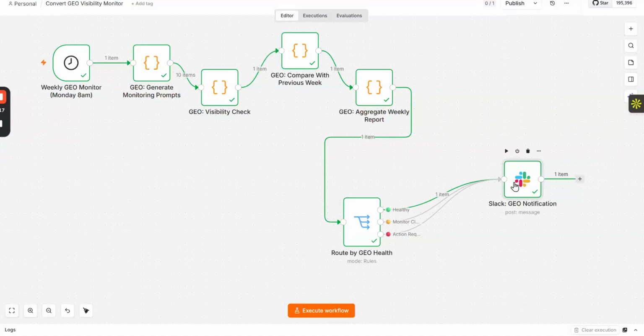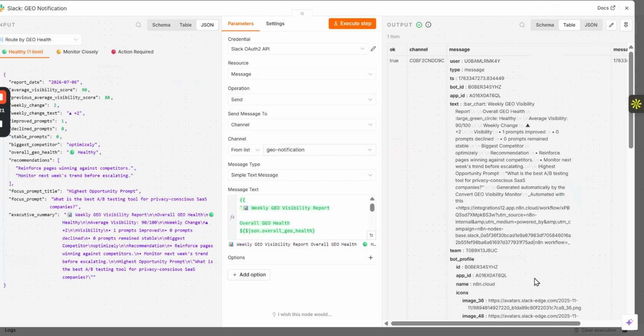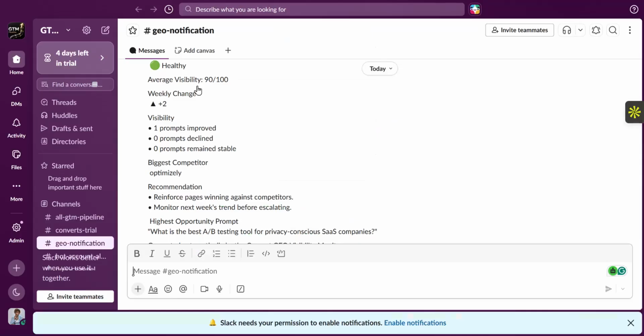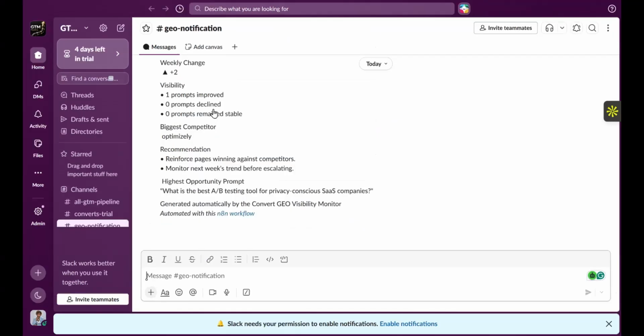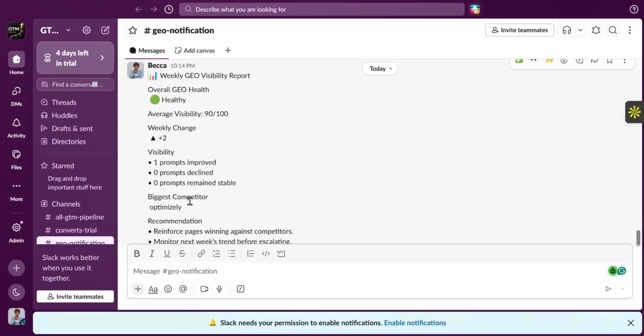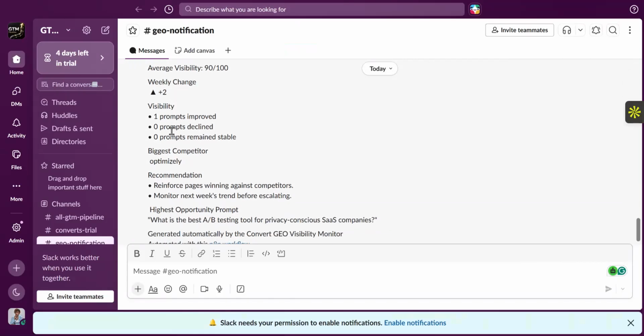And then it comes over here in Slack. This is where we get the summary or the results, and these get pushed to us here on Slack. And then it gives recommendations. Also, you can see the overall GEO health for the week, and the weekly change.